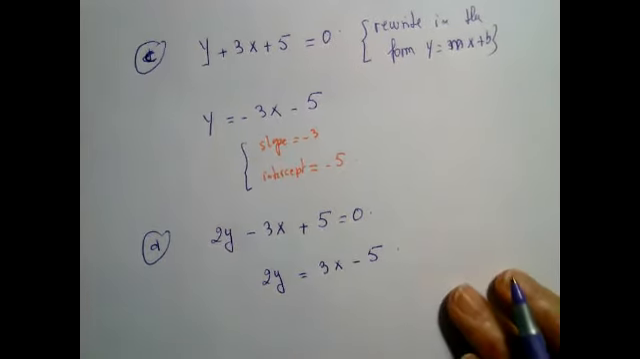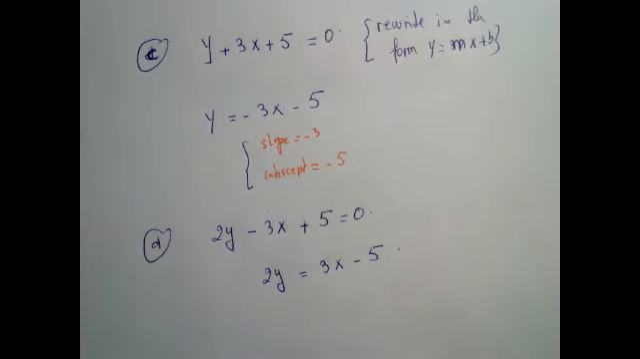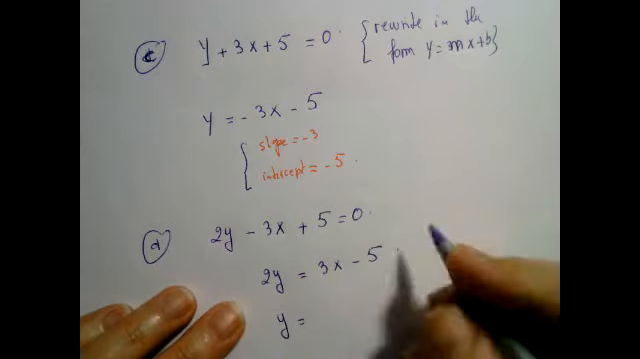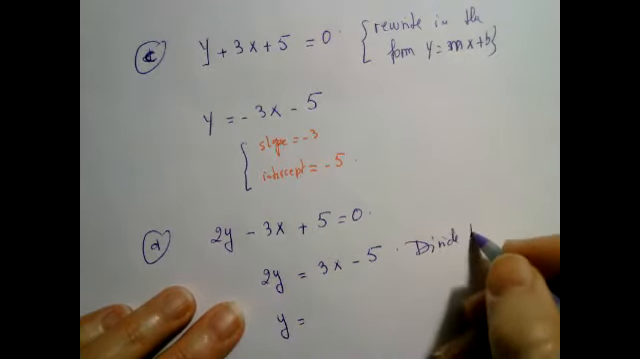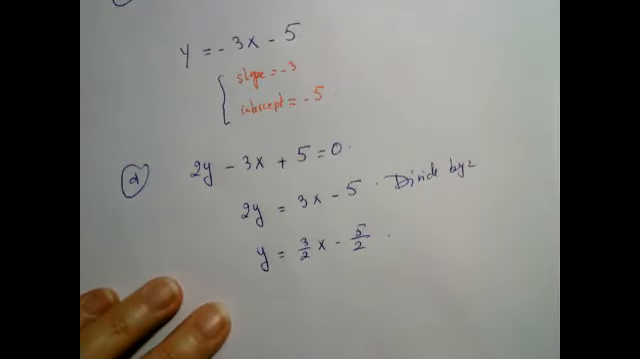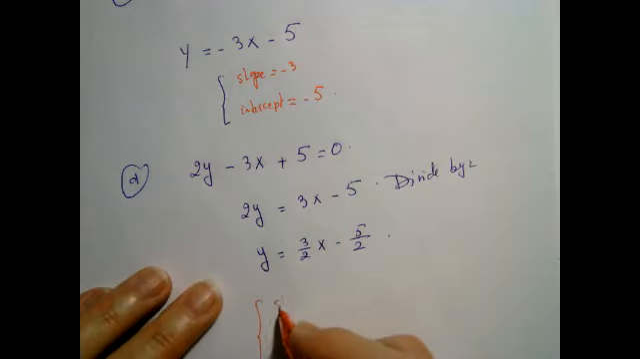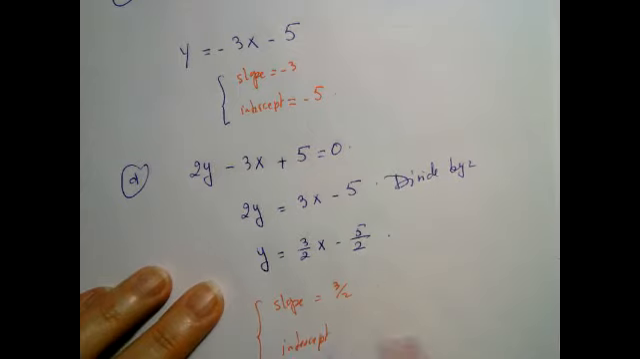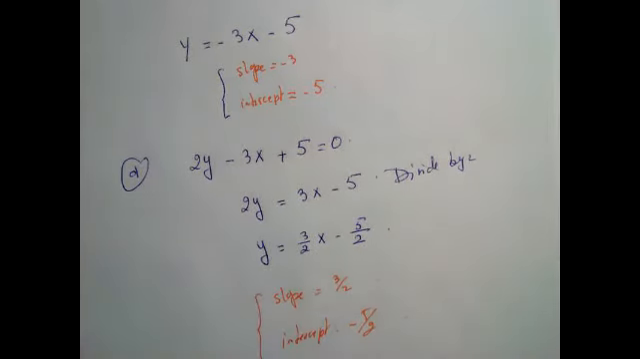And then what should I do quickly? You would divide it all by 2. Divide by 2. My bad, 2. That's okay. Which is going to give me 3 over 2x minus 5/2. And now we're set to go. The slope is 3/2. And the intercept? Okay, x is 0, minus 5 halves.